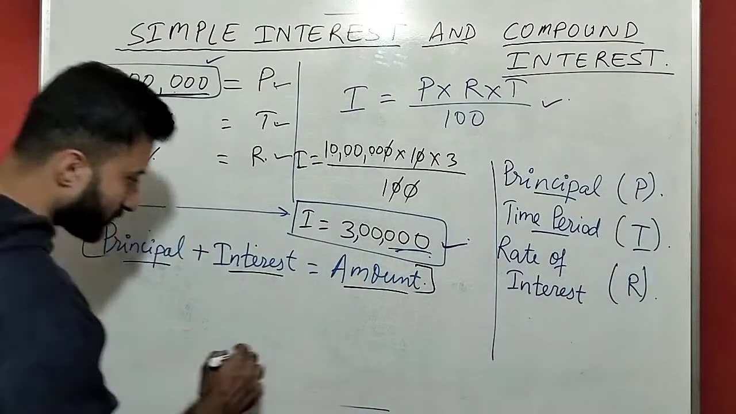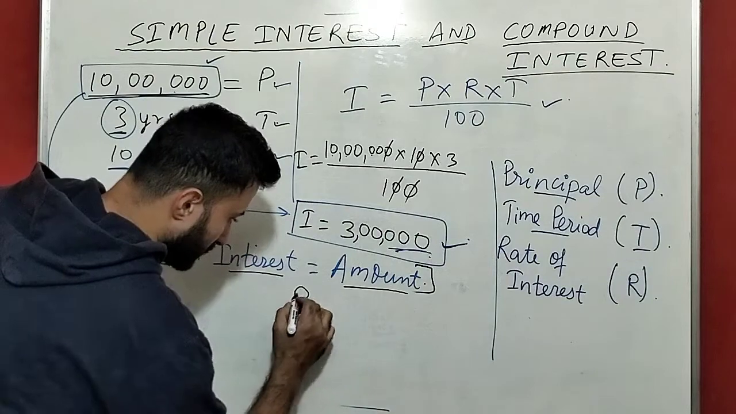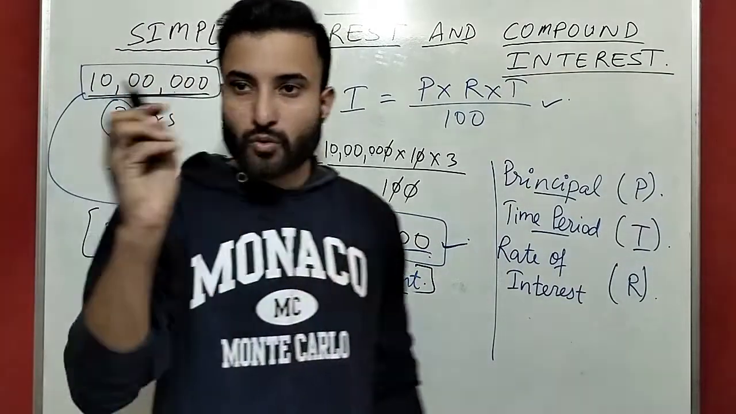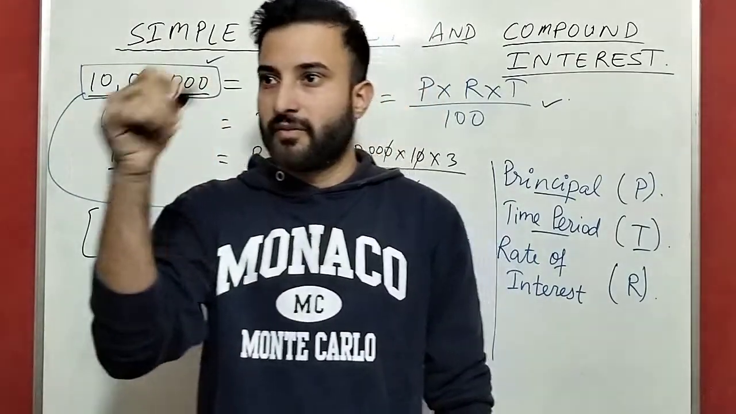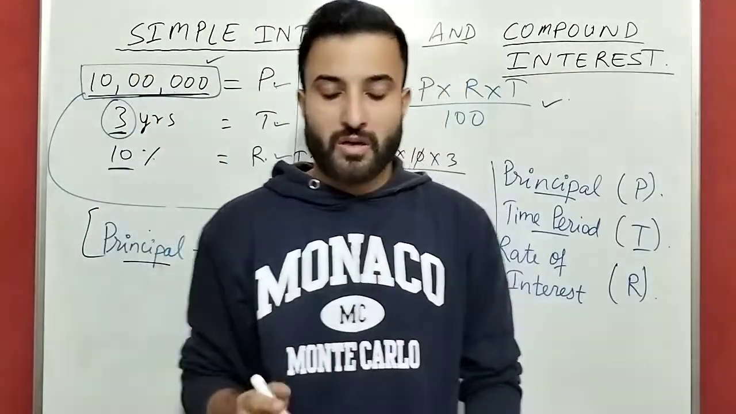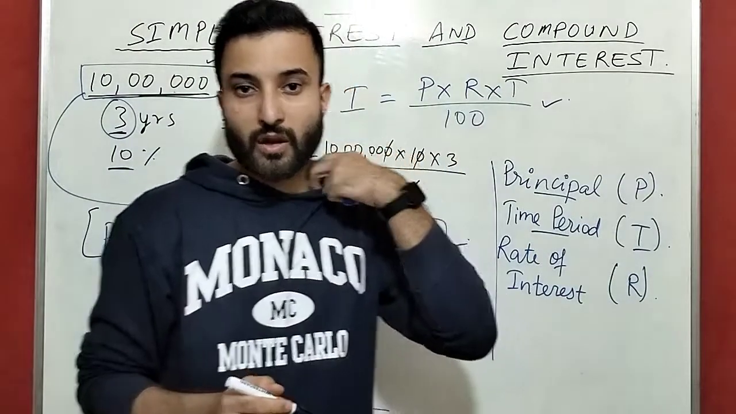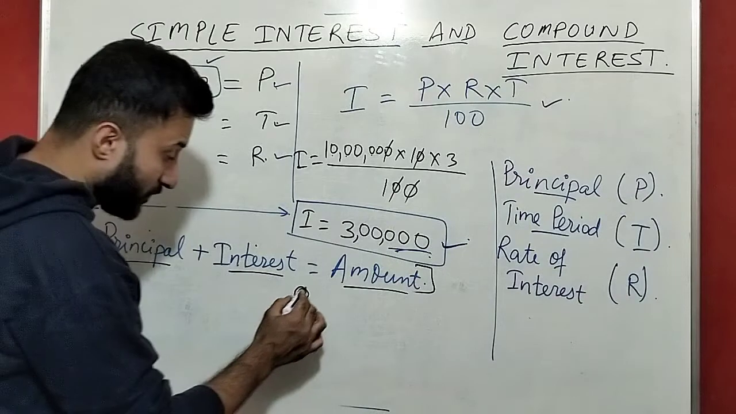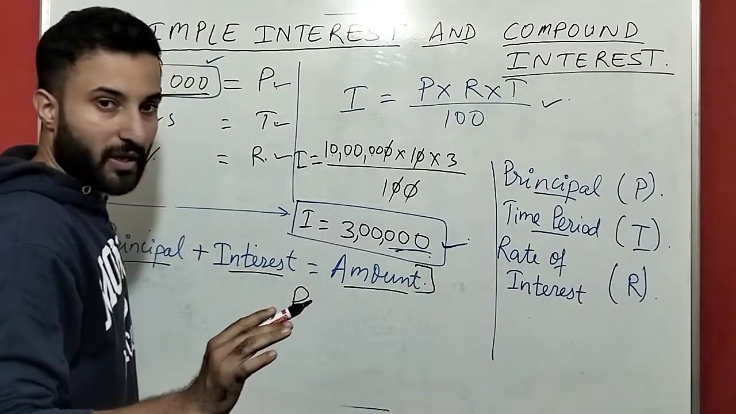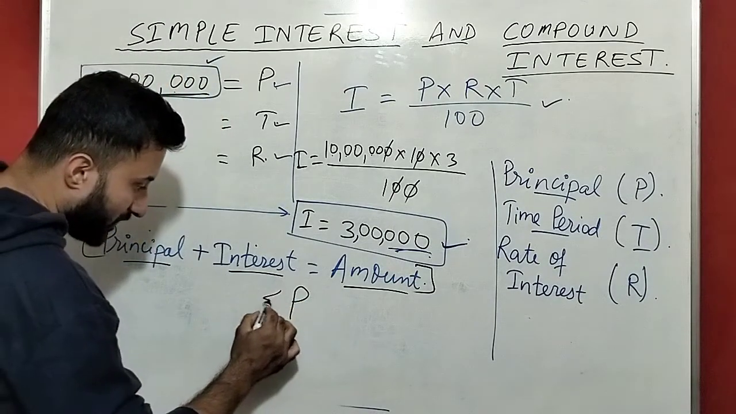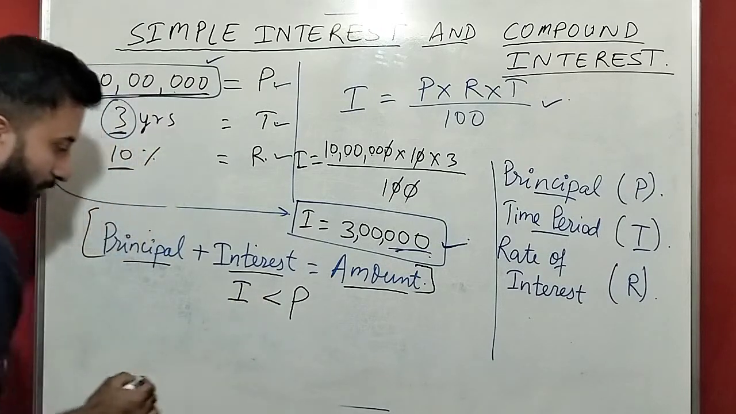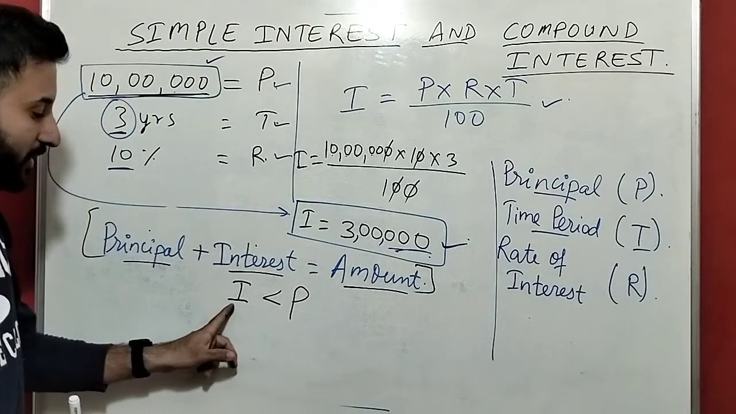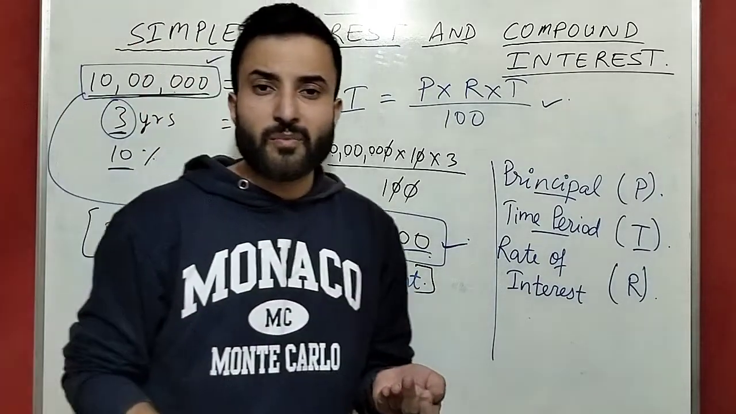See guys, this is the principal. This is a very important trick. By seeing the question you will get to know which is the principal, which will be the interest, which will be the amount. Now how? If P is the principal, then every time the principal is greater than the interest. You can check it out. Why will the principal be greater than the interest?